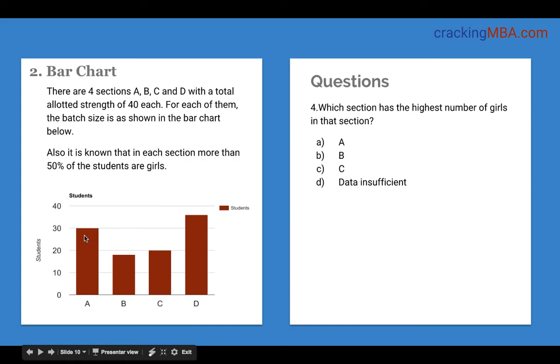Or there could be more girls in section A. Out of 30 students in section A, there could be all 30 girls, right? So we cannot exactly determine between D, C, and A which one has more girls. So the data is clearly insufficient, and hence the option is data insufficient, option D.